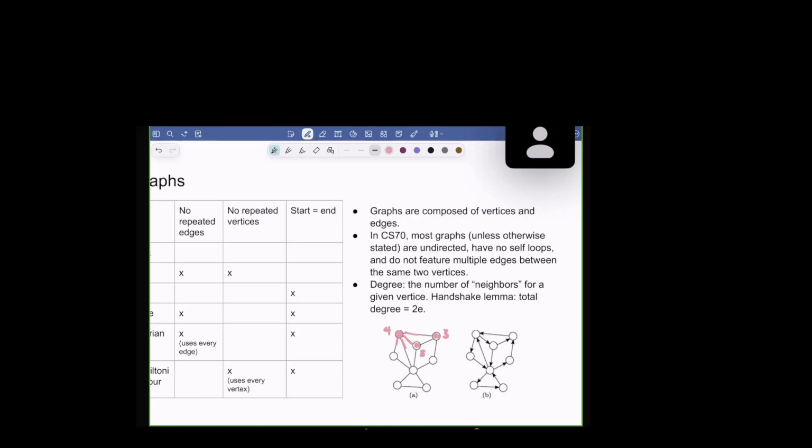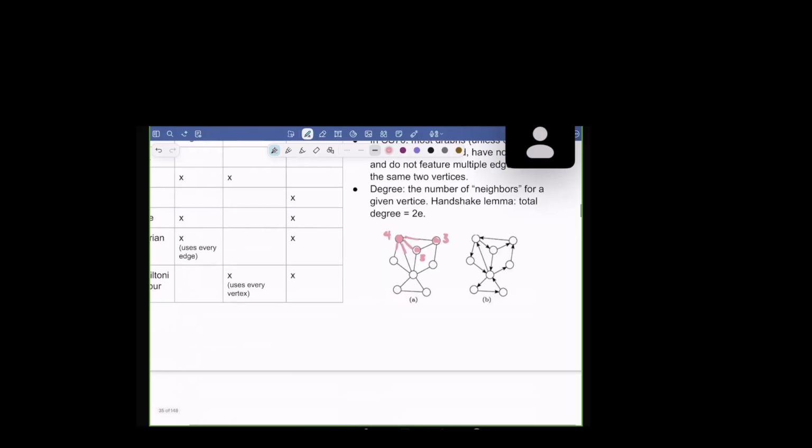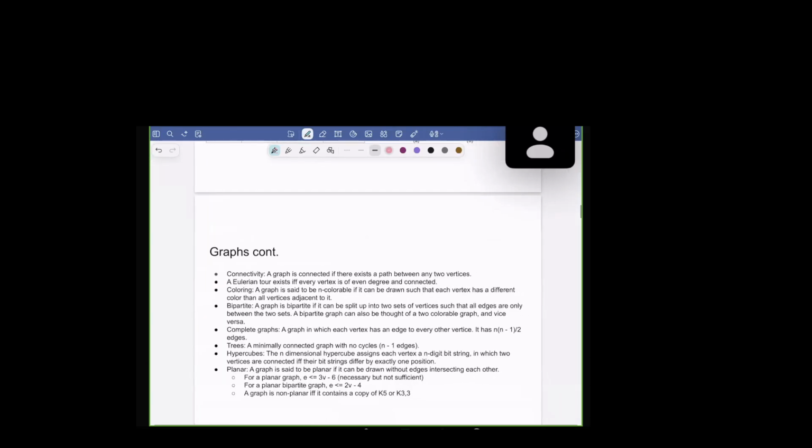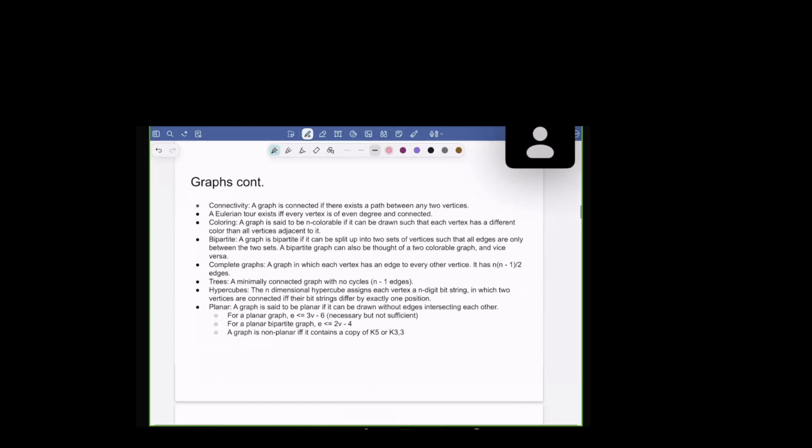It might be called a different name, but because of the handshake lemma, this holds. All right, and then these are just some other important properties of graphs.